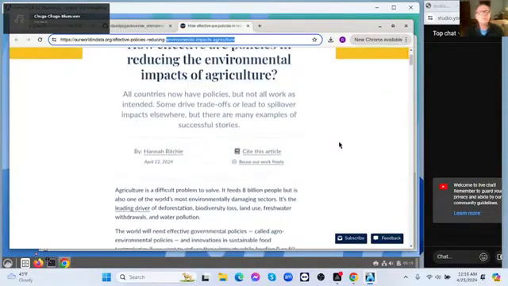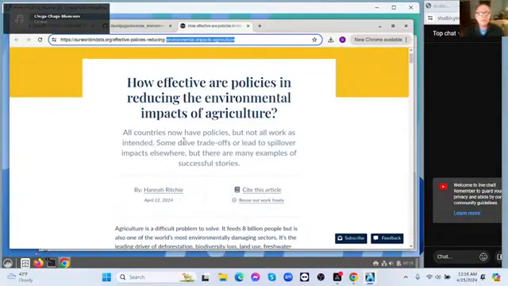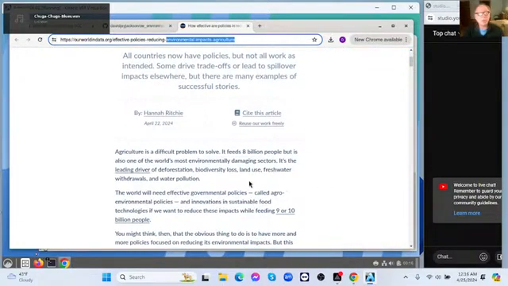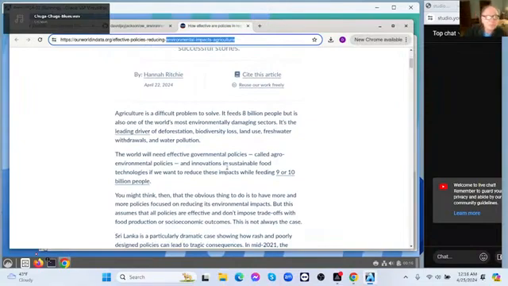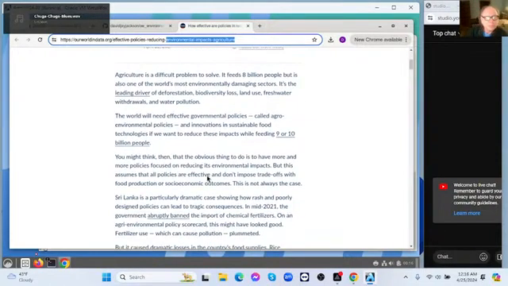All the countries now have policies, and not all work as intended. Some drive trade-offs or lead to spillover impacts elsewhere. Agriculture is a difficult problem to solve. It feeds 8 billion people, but it's also one of the world's most environmentally damaging sectors. It's the leading driver of deforestation, biodiversity loss, and so forth. Policies that lead to consequences.